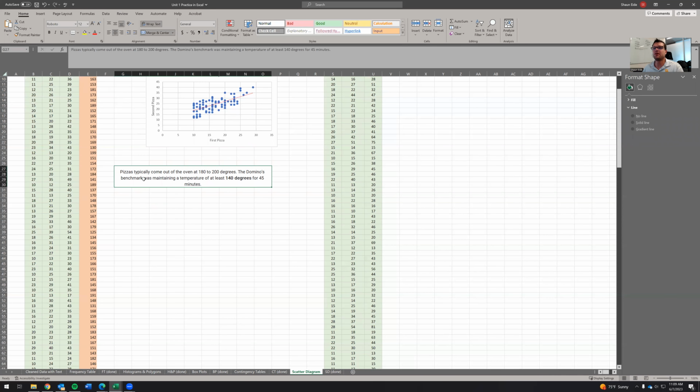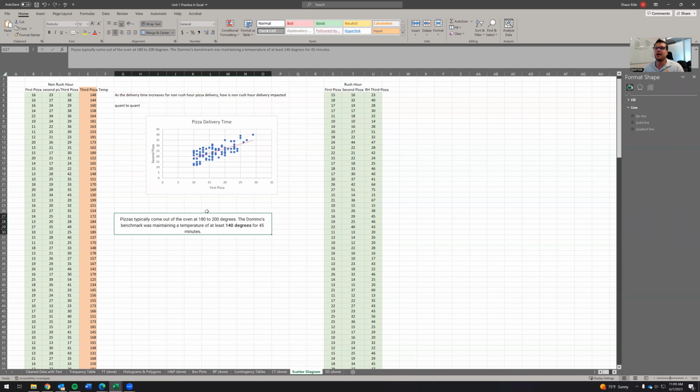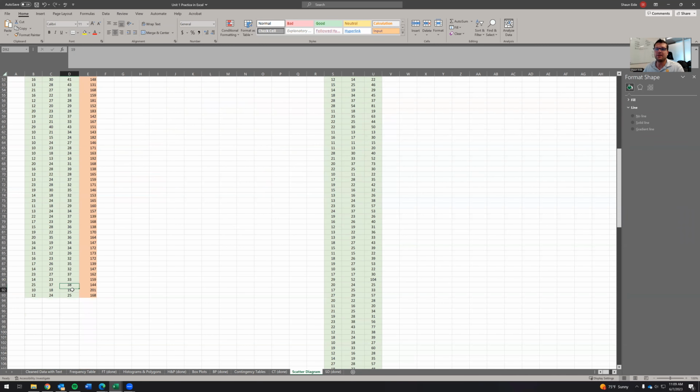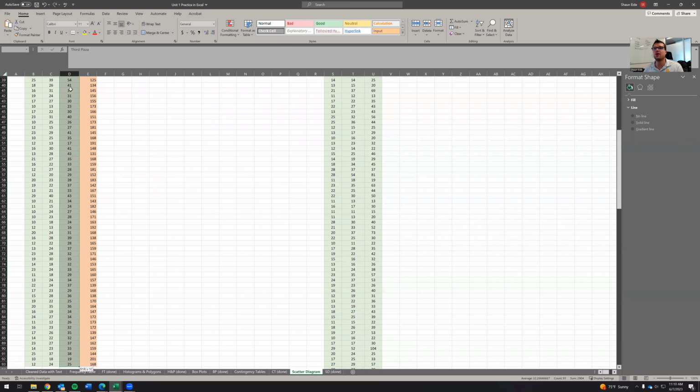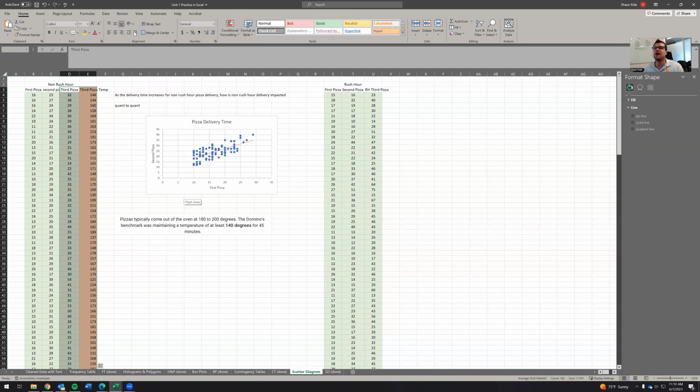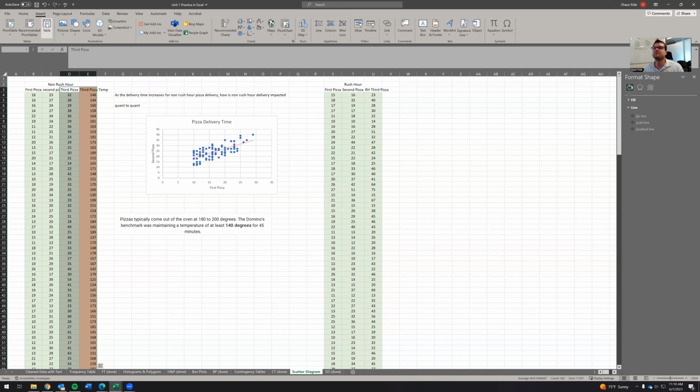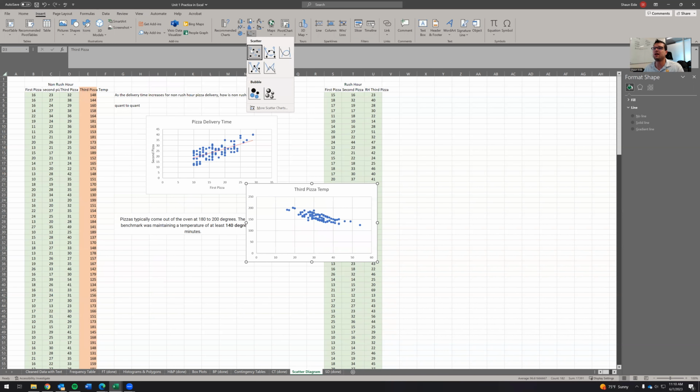Okay, next. Pizzas typically come out of the oven at 180 to 200 degrees. The Domino's benchmark was maintaining a temperature of at least 140 degrees for 45 minutes. Okay, so we want to know as the delivery time for the third pizza goes up, what is the temperature going to be? So I'm going to once again insert. I highlighted all this. What I did is I clicked on this and I clicked Control Shift down, or on a Mac it's Command Shift down, and then highlight that over there. And I'm going to insert, and I'm going to do a scatter plot again.